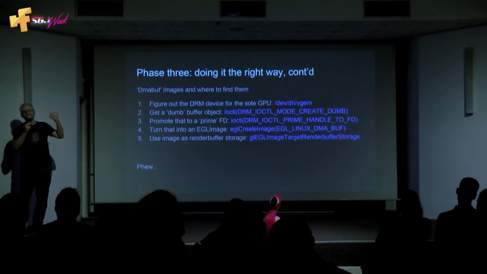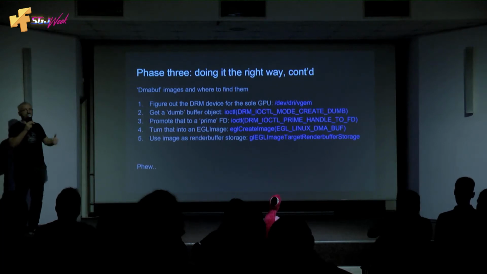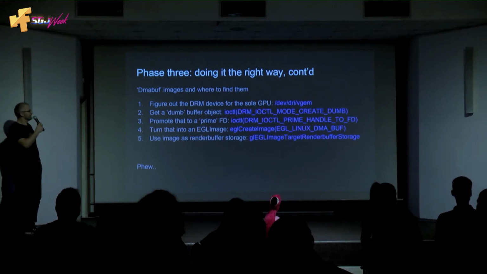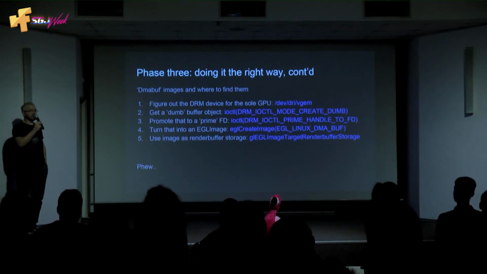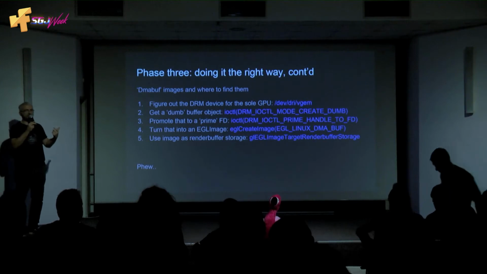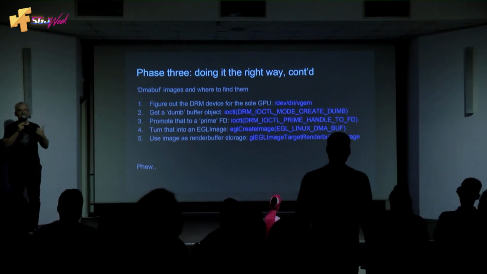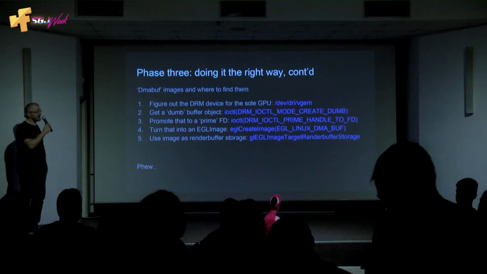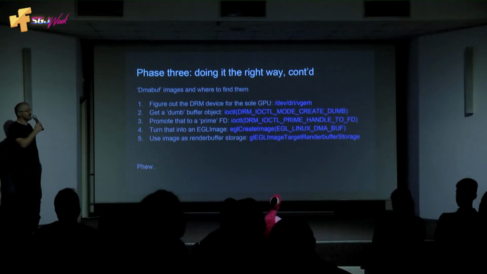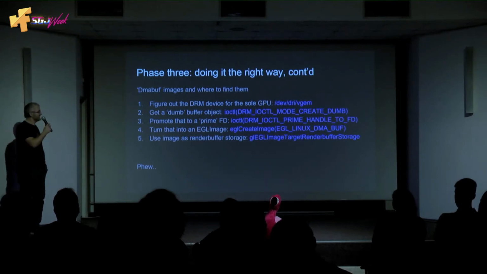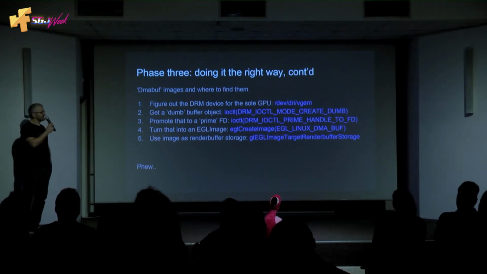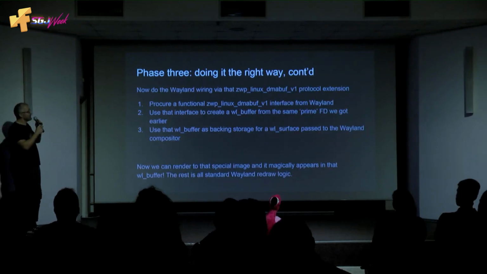Then you have to promote that buffer object to an actual prime buffer object with a file descriptor using another IO control call to the kernel. And finally, once you have this file descriptor, you can pass this to EGL and ask it for an image object. And you get an image object in return. Once you have an image object, you can pass that image object to the GL stack and tell it to use it as a render buffer storage. And voila. You can create your frame buffer objects from that render buffer.